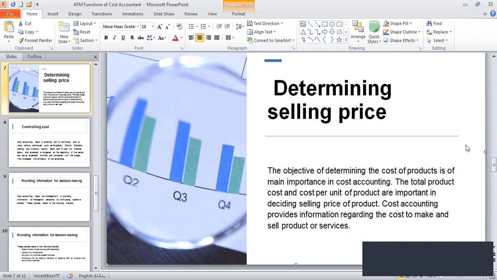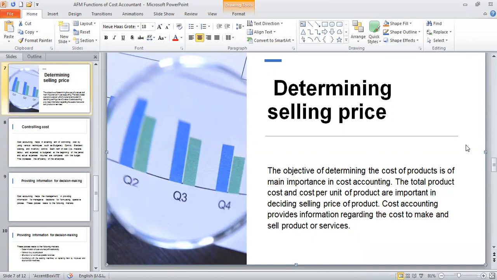Then we will get the cost of production. For the cost of production, by adjusting the opening finished goods and closing finished goods, we come to know about the cost of goods sold. For this cost of goods sold, by adding selling and distribution overhead expenses, we get the cost of sales, right?